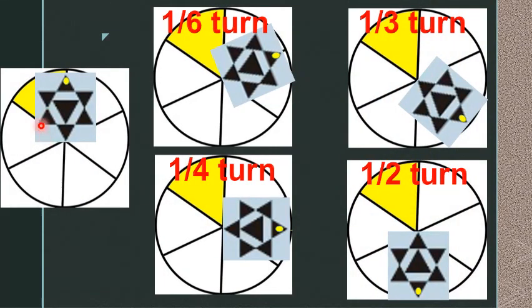Here this shape is given. How it will look after 1/6 turn, 1/3 turn, 1/4 turn and half turn is shown. From these figures we can conclude that when this shape is given 1/3 turn, the shape so formed looks same as the original shape. Kindly note that the yellow dot is just given for your reference. It is not included in the given shape.